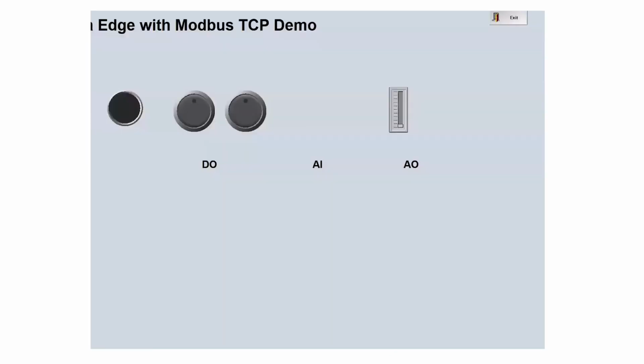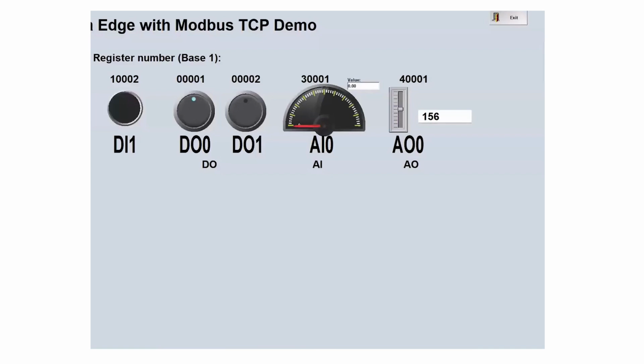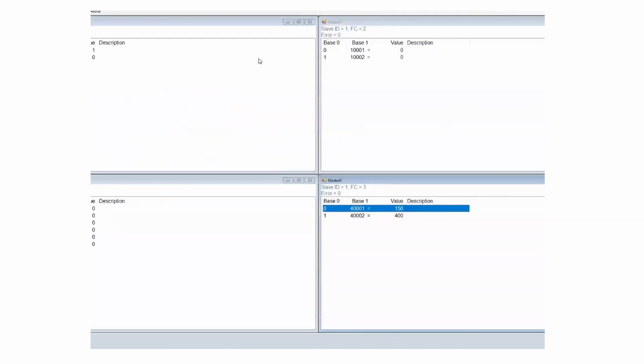And I do have my Modbus master tool, which is one of our utilities here, also running. And with this, I can modify and control a few of the values. Let me slide this over here. So for the coil registers, 0 and 1, I have one of them on and the other one off. So let's just turn them both on.